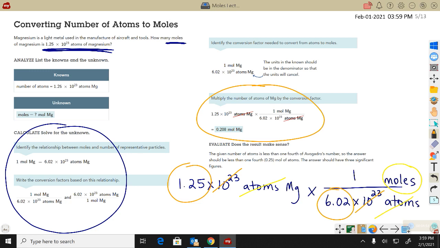Does our answer make sense? Yeah, I think it does actually. Because if I think about it, if you had half a mole, that would be like what, 3.01 times 10 to the 23rd particles? Okay, so yeah, we've got less than that. We've got 1.25 times 10 to the 23rd.